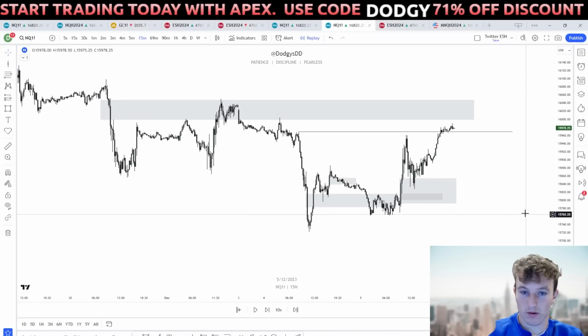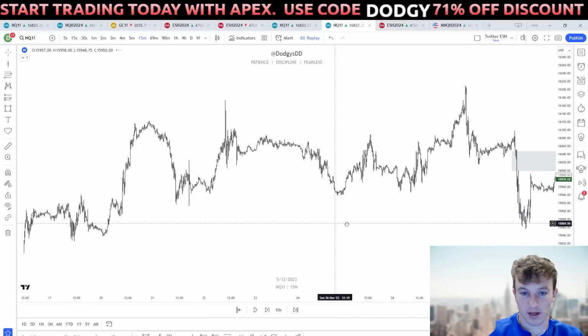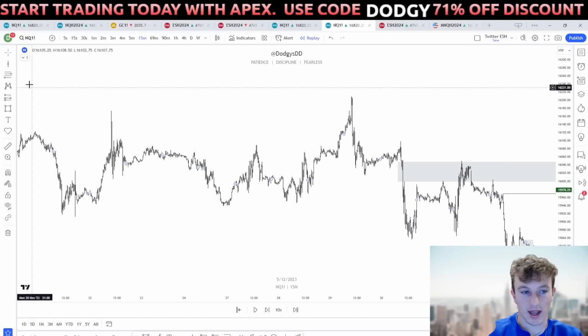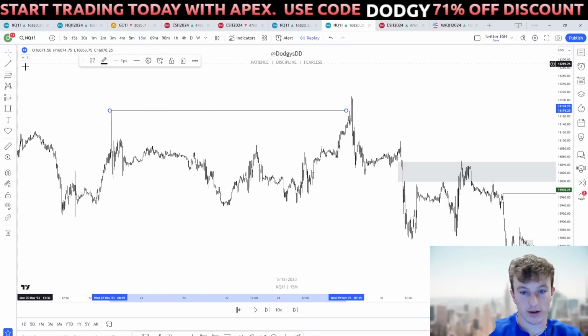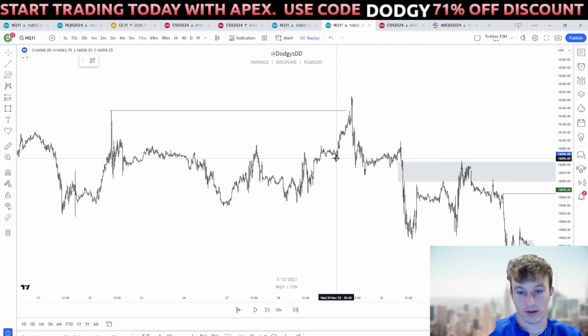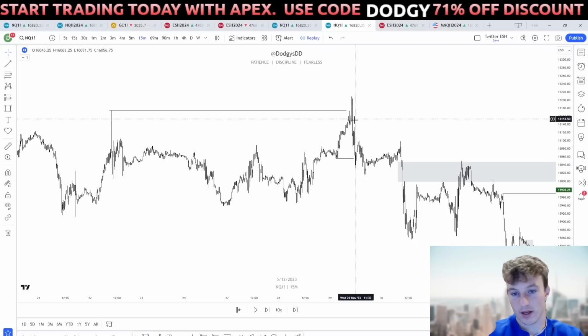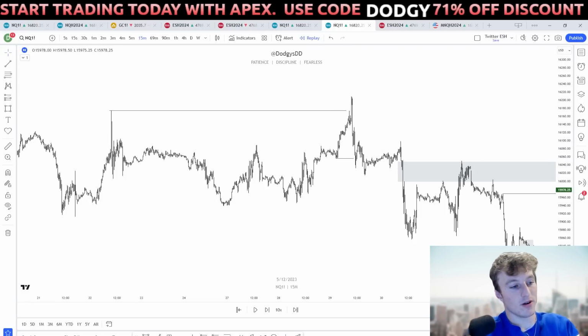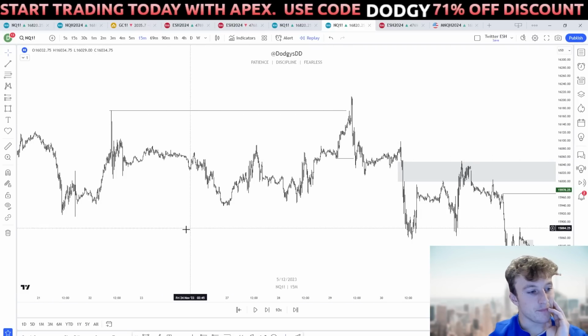Again, I'm probably going to make another video on this, but it's just very simple. External liquidity to internal liquidity. So we got an external liquidity grab here. Where do we move back down to? Internal liquidity right here. So this is how you're going to find your model. So again, just remember that visual I just pointed out.